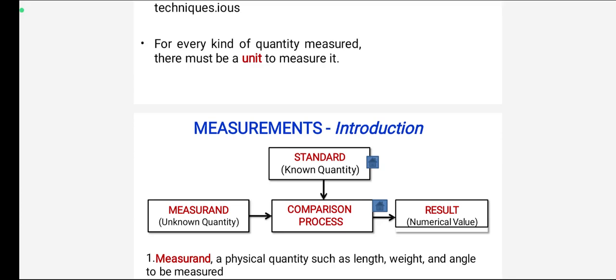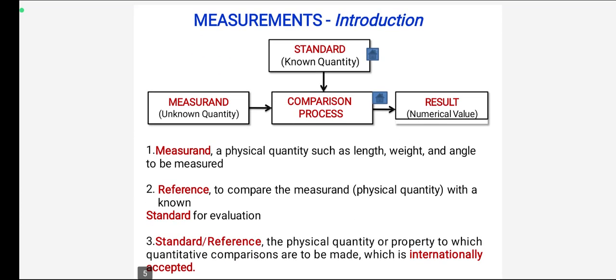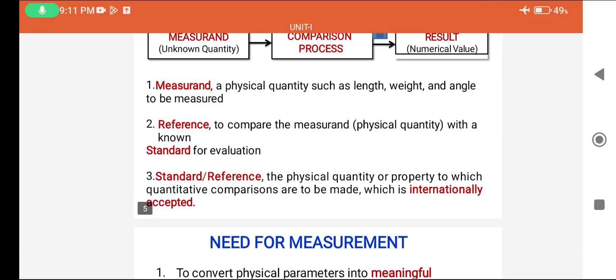So first we know about measurement. Measurement is of a physical quantity such as length, weight, and angle to be measured. And standard means the physical quantity or property to which quantity comparisons are to be made, which is internationally accepted.